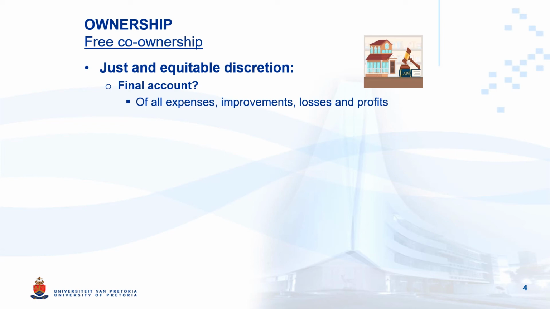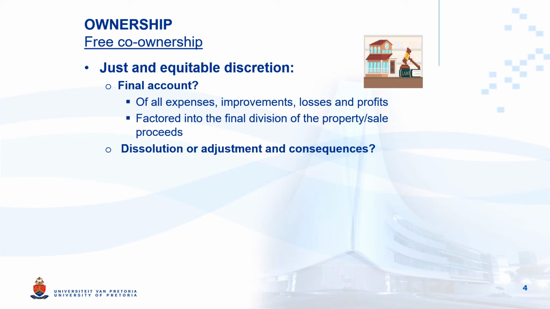The actio communi dividundo, or the partition action, is therefore not only an action for division and thereby termination, but also to provide a final account of all expenses, improvements and losses, and then to set that off against the proceeds if the property was sold, or to take it into account when the property is divided between the parties. And this brings us to the third part of the court's order, which is the dissolution or adjustment order and its consequences.